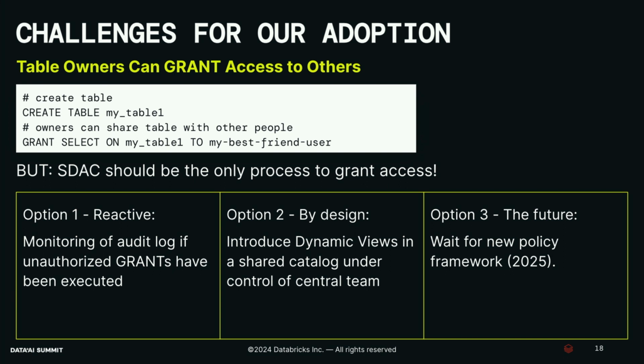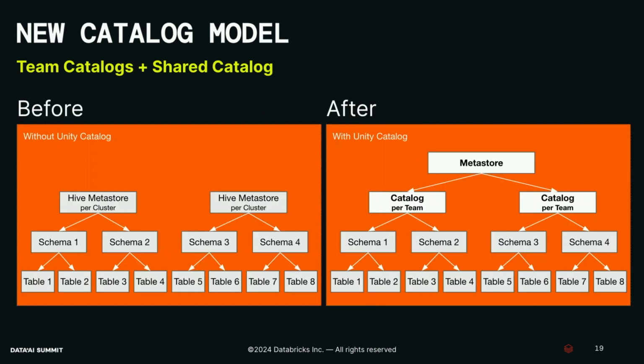And they are under control, and access is only granted on these dynamic views. And the third option, I think Todd will talk about it from Databricks, is to wait for the new policy framework, which will probably arrive next year somewhere. And with this framework, you can hopefully also overcome this limitation. But for now, we are going for option 2.